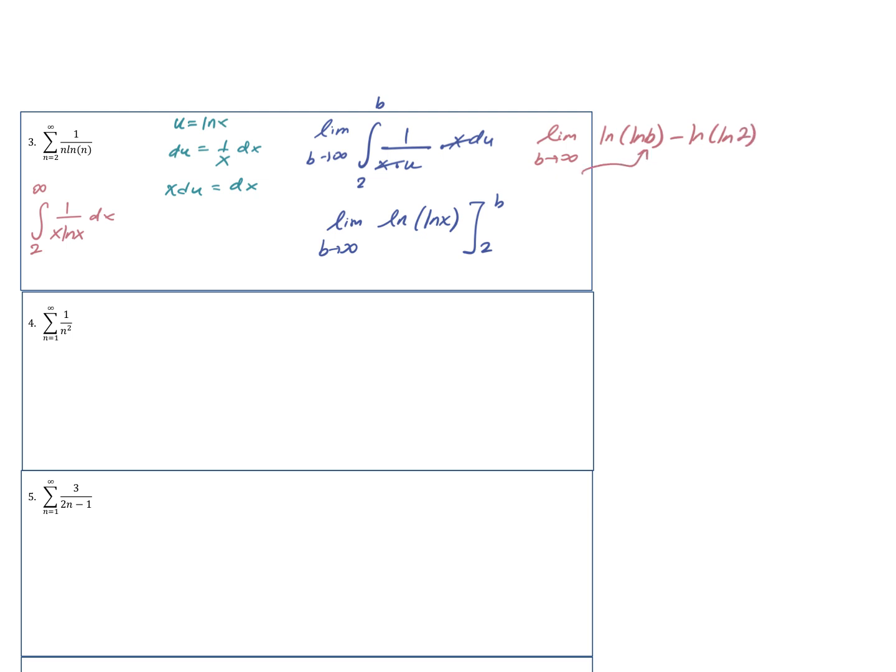This is going to diverge. Remember the ln graph? Let me just draw it real quick. As you must know, the ln graph looks like that. So as I go to infinity, so does my graph. So this goes to infinity, so this diverges.